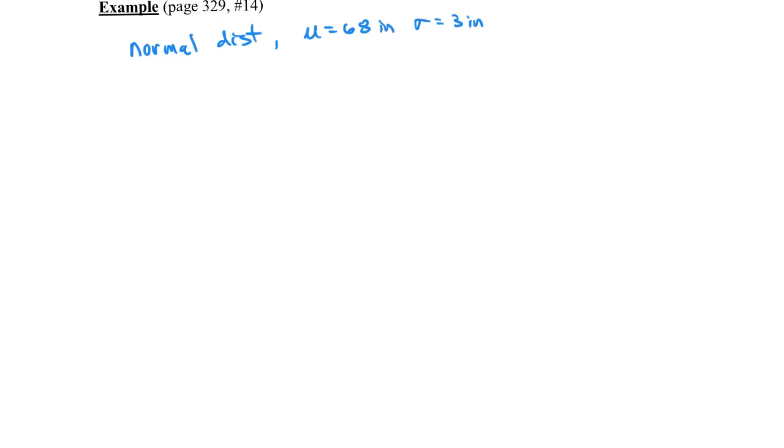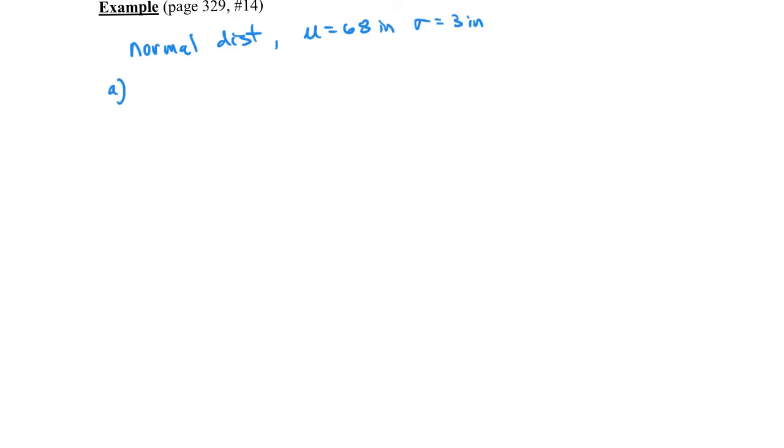So let's take a look at page 329, number 14. It talks about the heights of 18-year-old men, and it says the heights are approximately normally distributed. So we've got data that are going to follow the normal distribution. The mean is 68 inches and the standard deviation is 3 inches. Then there are a few questions here. This is actually a really good question because it's going to tell us the difference between sampling one person and sampling a mean of more than one.